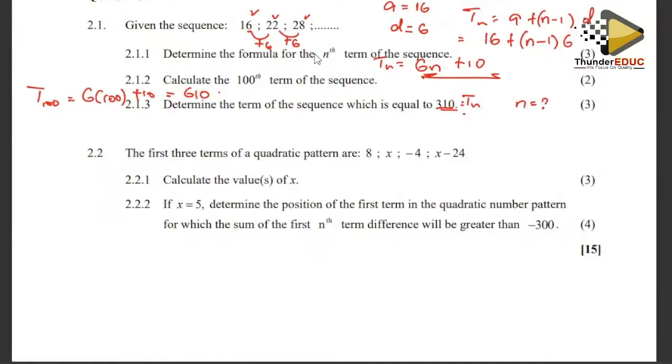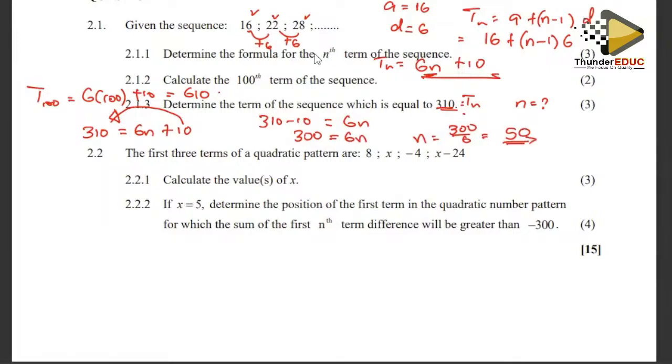If we substitute into the equation again, it's going to be 310 is equal to 6n plus 10. Let's move the 10 to that side. So it's 310 minus 10 is equal to 6n, meaning that 300, then divide by 6. So n becomes 300 over 6. It becomes 50. So position number 50 is going to have 310.